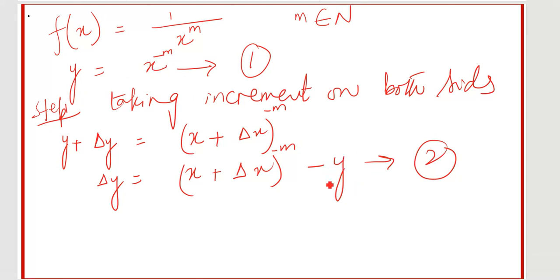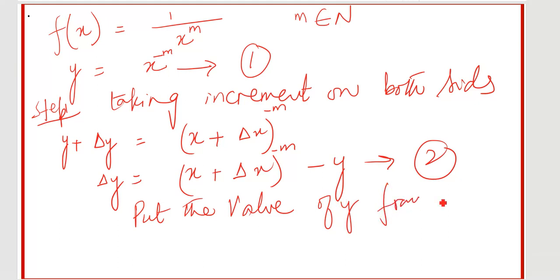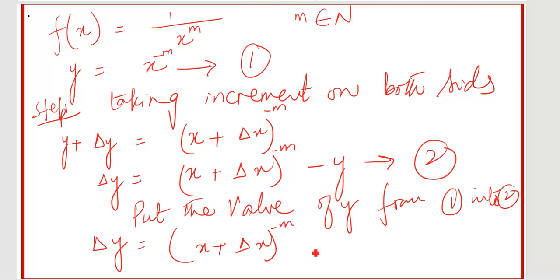So here I have written y, instead of this y I will write down x raised to power minus m. So put the value, this is the proper way to solve the question. Put the value of y from 1 into 2, means from equation 1 into 2, then we have delta y is equal to (x plus delta x) whole power minus m, minus x raised to power minus m. Now our first step is complete.